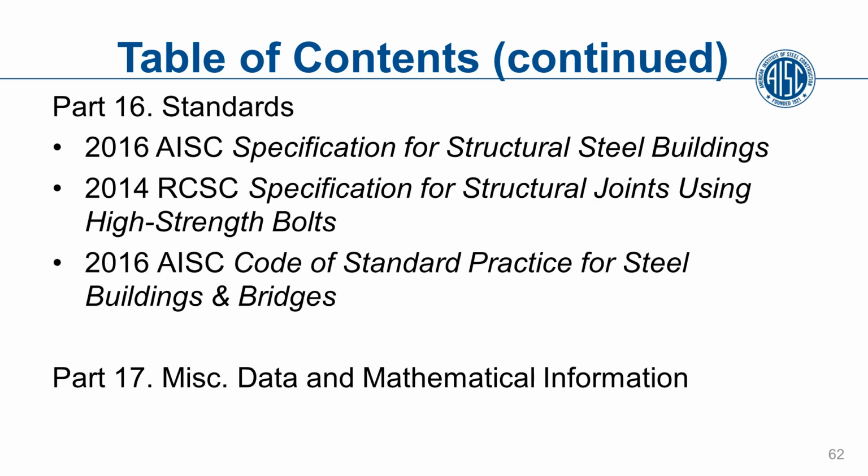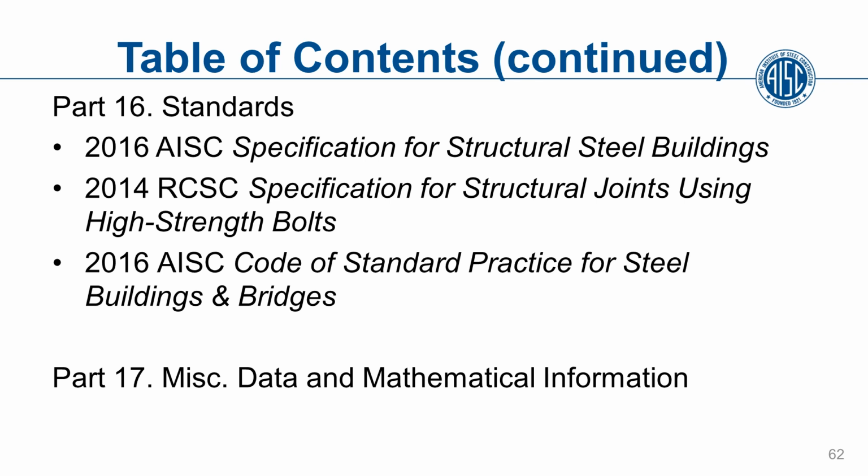Part 16 references the new standards. We just talked about the 2016 AISC Specification for Structural Steel Buildings, and we talked about the 2016 AISC Code of Standard Practice for Steel Buildings and Bridges. Also included in Part 16 is the 2014 RCSC Specification for Structural Joints Using High-Strength Bolts. Part 17 contains all of that miscellaneous data and mathematical information that all of us use and refer to from time to time for different formulas to help us with our design work.